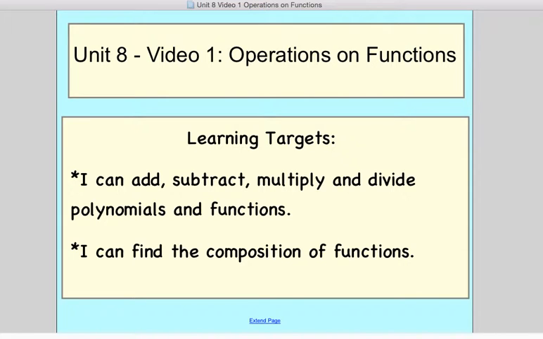Today we're going to look at operations on functions. The learning targets for today are that you can add, subtract, multiply, and divide polynomials and functions, and that you can also find the composition of functions, so using function notation.